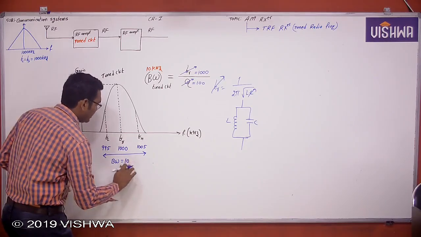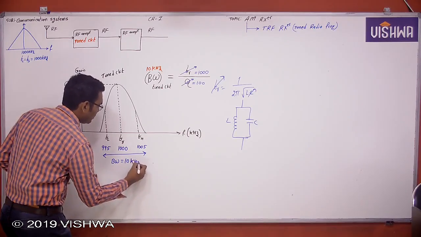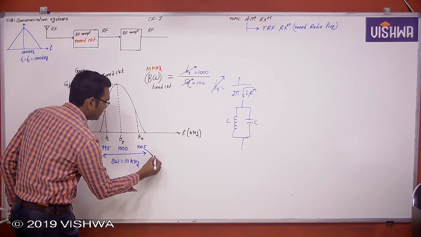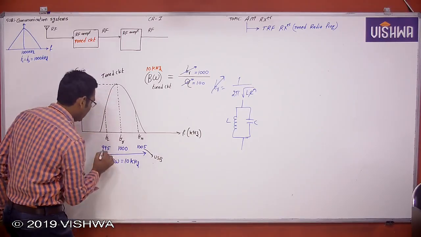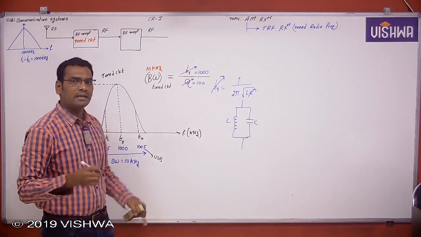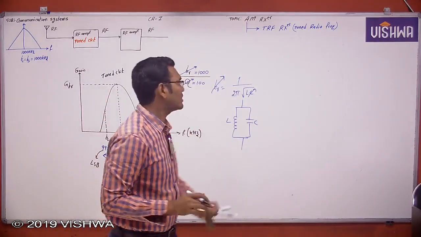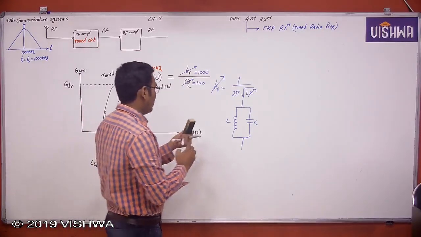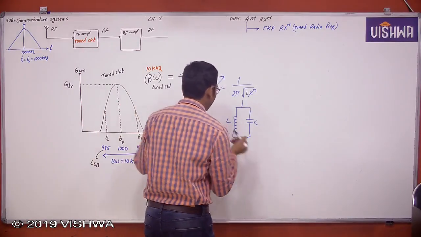The bandwidth is 10 kilohertz, and this is upper sideband information. This is upper sideband frequency, and this is lower sideband frequency. When the sidebands are coming, then only the information is coming. Understand or not? Now the students are asking, sir, what happens if bandwidth is not maintained?